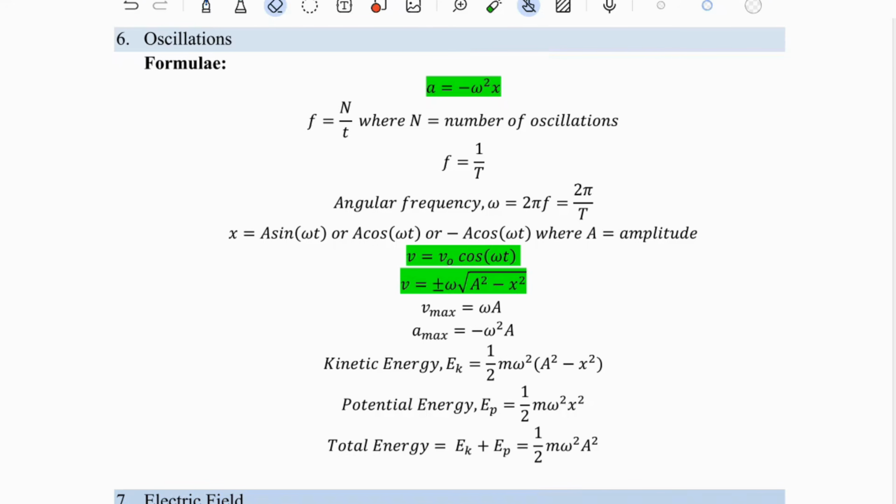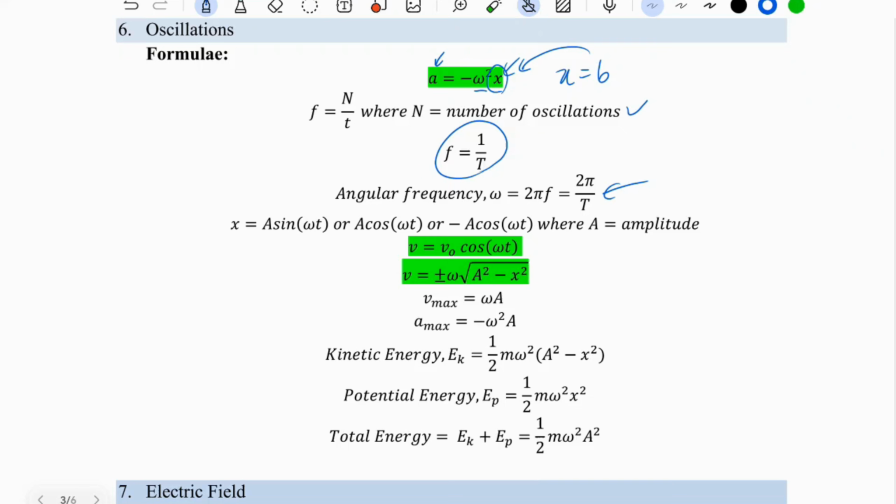Now, the first one, a equals negative omega squared x. a is your acceleration, omega is your angular frequency, x is your position, any position that you choose. If you want to find the acceleration at that position, that is your x. Let's say you want to find the acceleration at x equals 6. That will be your x value. Then we have frequency, which equals the number of oscillations per unit time. This one we have seen before, also in the first chapter, right?